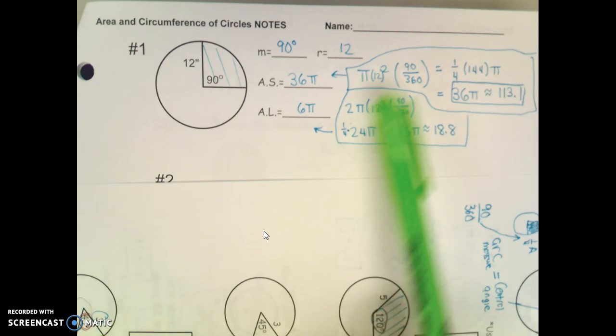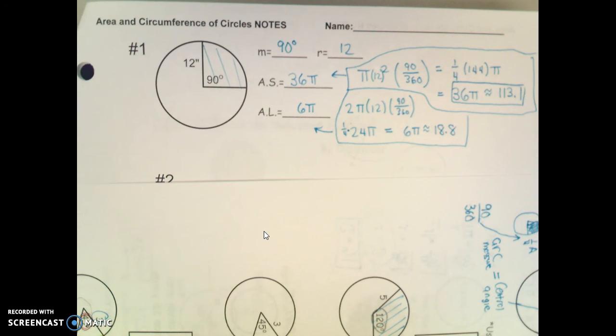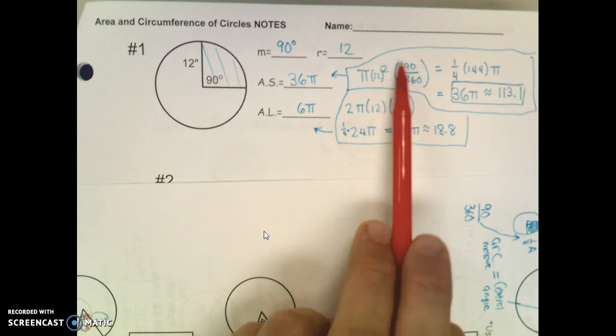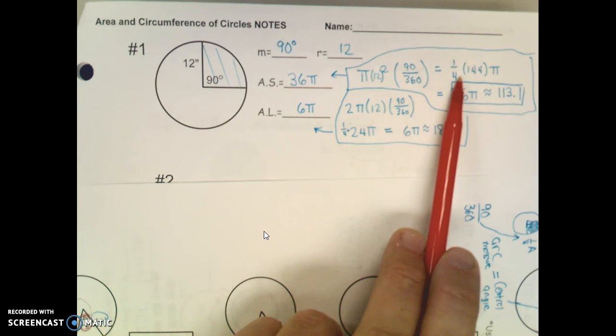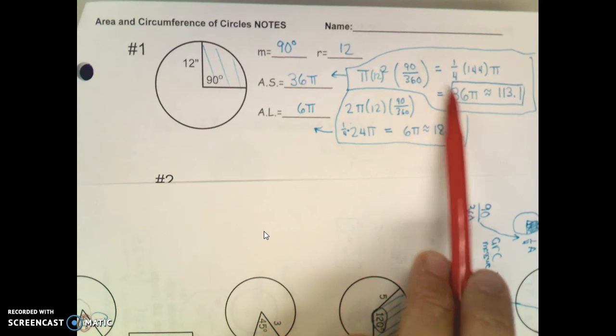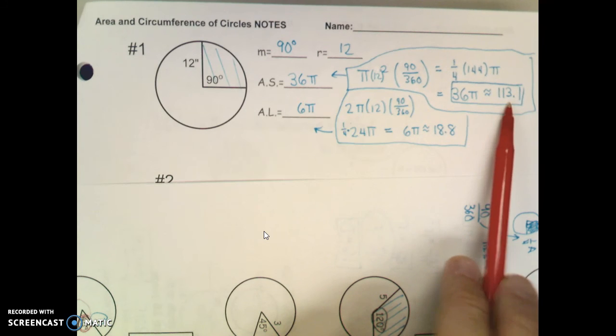So my work is over here. I have provided in my work area the exact answer, but also the approximate answer, so that you have an idea. So there's my area. I'm taking 90/360ths, which is just 1/4. So it's 1/4 the area. There's my area times 1/4. 36 pi is my exact answer. If you went and got an approximate answer, that will be 113.1.